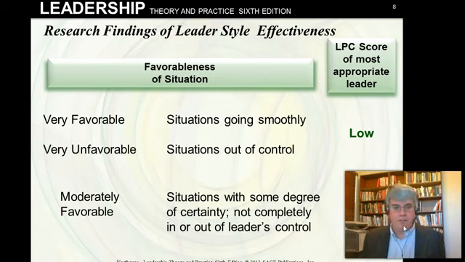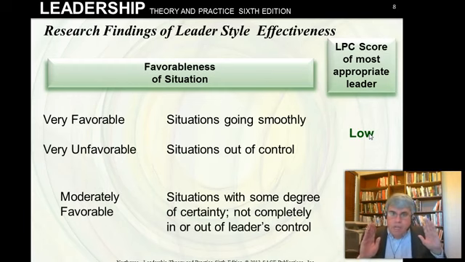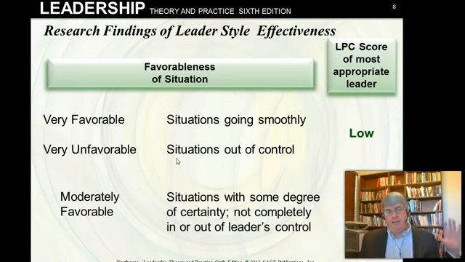So here's another way of looking at it. It says that given the favorableness of the situation, here's the LPC score of the most appropriate leader. In a very favorable situation where everything is peachy keen and going smoothly, low LPC people are the best, ones that are really focused on the task. And the same thing in the very unfavorable situations, where things are out of control. The person that says, we're going to get the task done, we're not going to focus on being nice to each other, we're just going to work and we're going to give it our all.